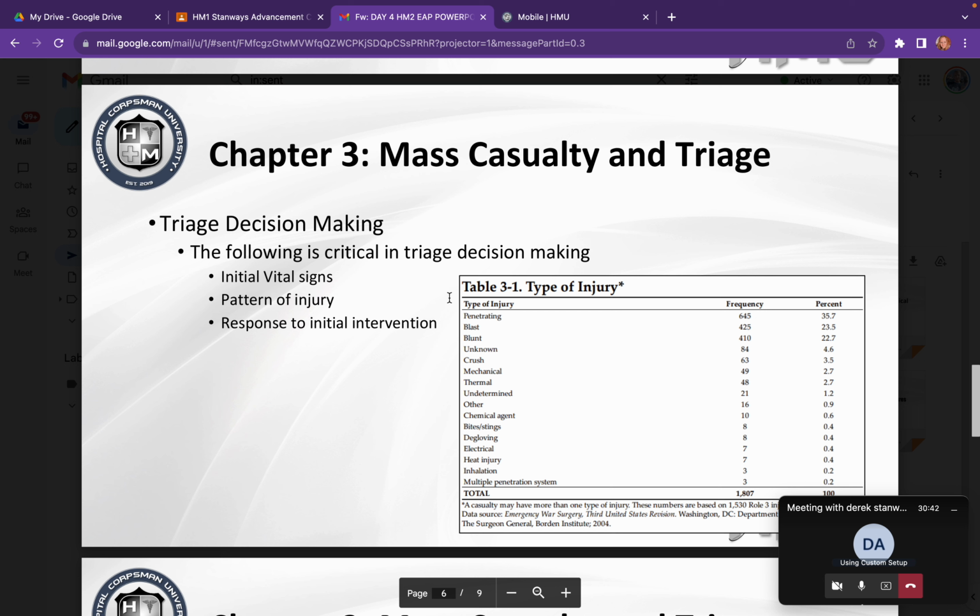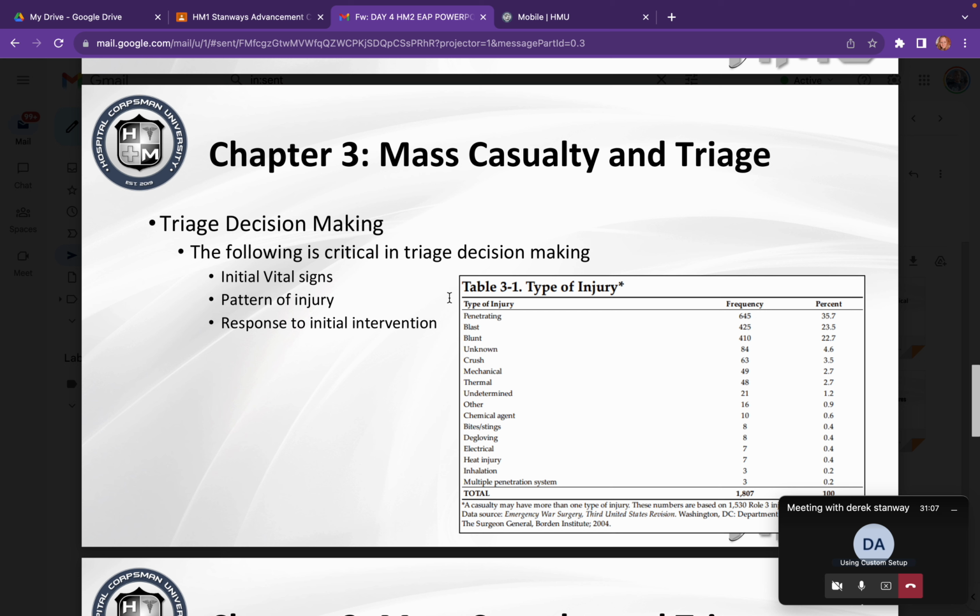All right, so the following are critical triage decision-making factors: vital signs, pattern of injury, and response to initial interventions. So, initial vital signs. A lot of times in a combat environment, it's loud and noisy. You want to get the best vital signs you can and get that person off the X. You may not be able to auscultate, but what can you do to get their vitals?